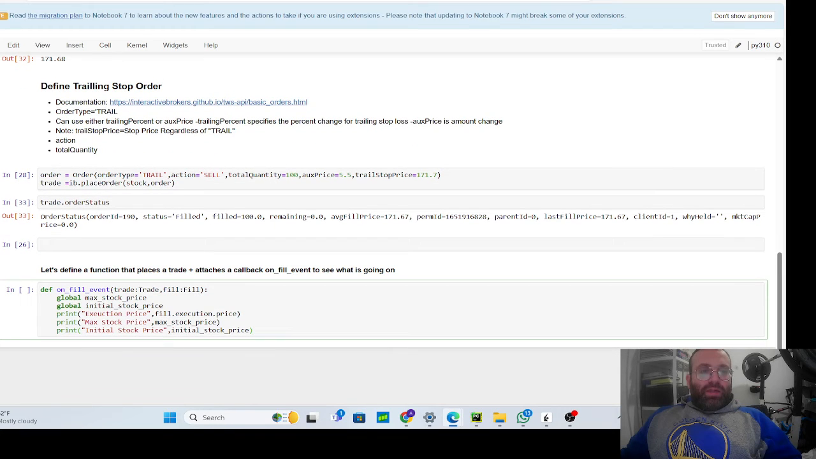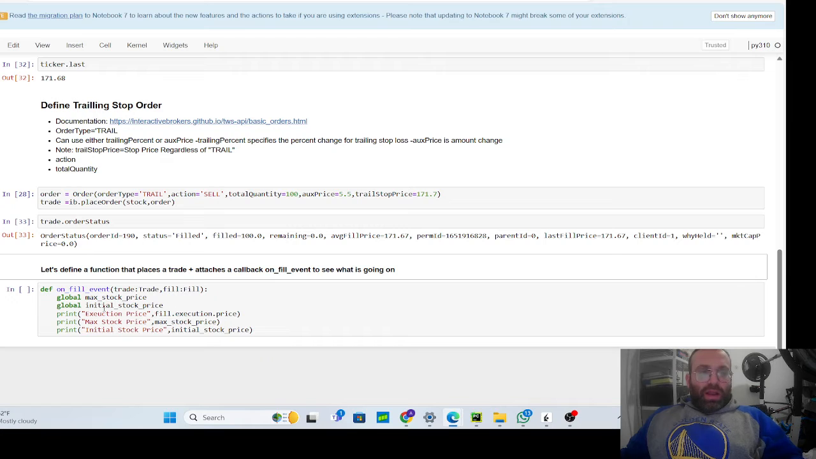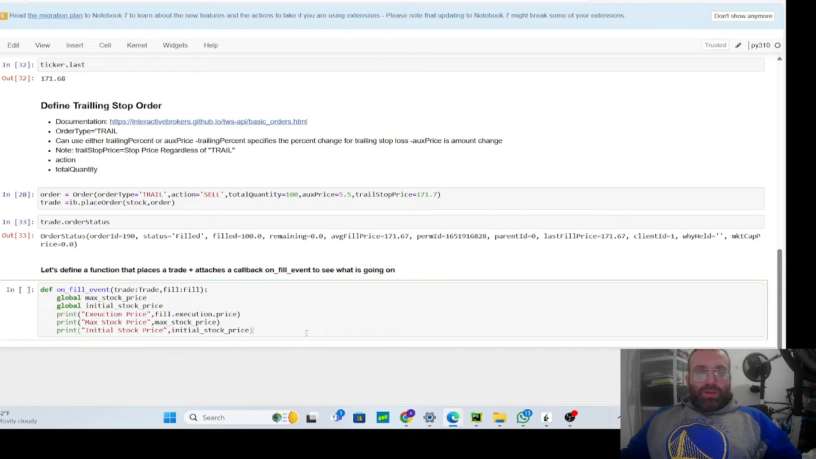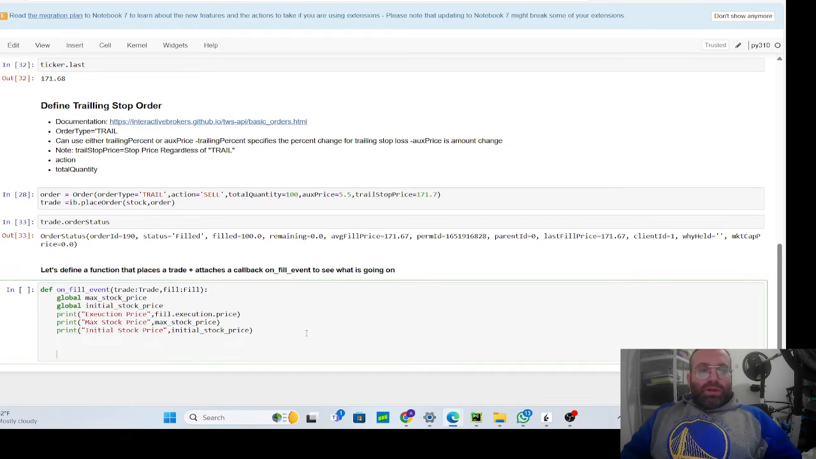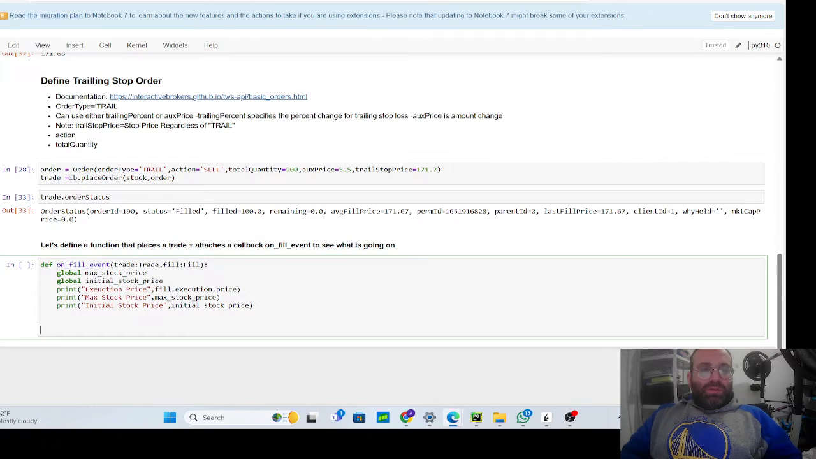So what's going to happen is I'm going to attach this callback to the order I've just placed. When it gets filled, it's going to print the execution price, which is the price where this got filled, the max stock price, and the initial stock price, just to give us an intuition. So we're going to then create this function to create a trade. Look at this function here.